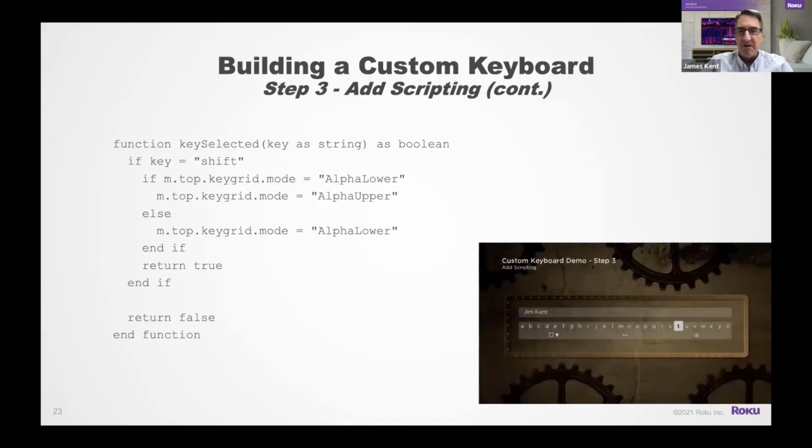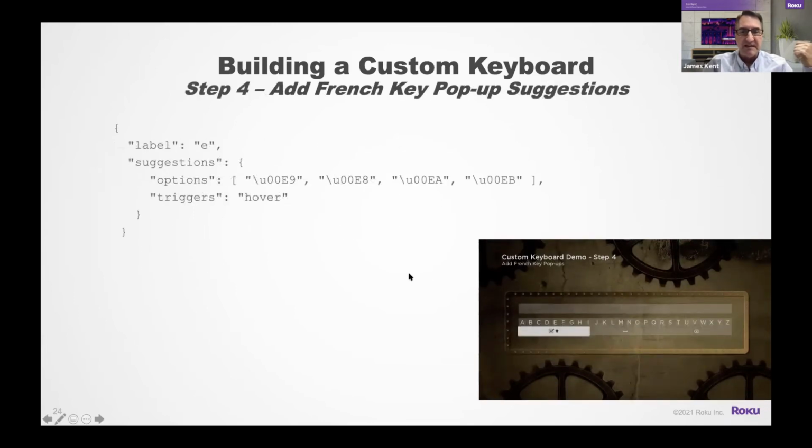So at this point, we pretty much have things working the way we'd like them to for English. But how are we going to meet this requirement for French? Well, one way is you can add pop-up suggestions. In the KDF file, for any key, you can add some suggestions that have other options for that letter and a trigger, which usually we're just going to want to be hover, which means the pop-up's going to show when the focus lands on one of the keys that has suggestions. So in this case, the lowercase e is going to have 4 options, which are the 4 various accents that you can have in French for the letter E. And let's take a quick look at that.